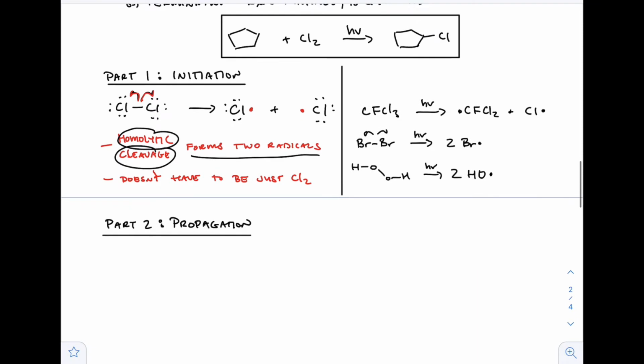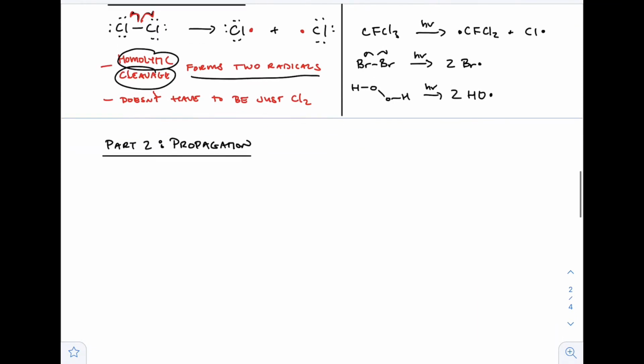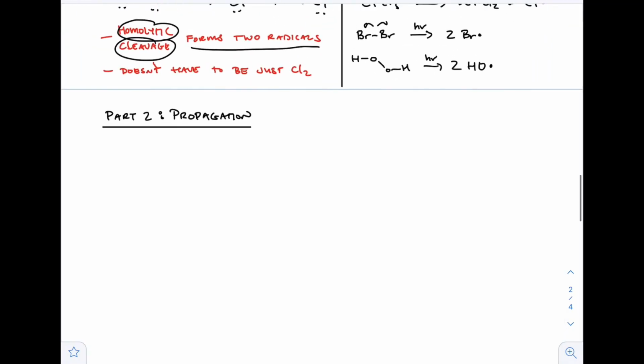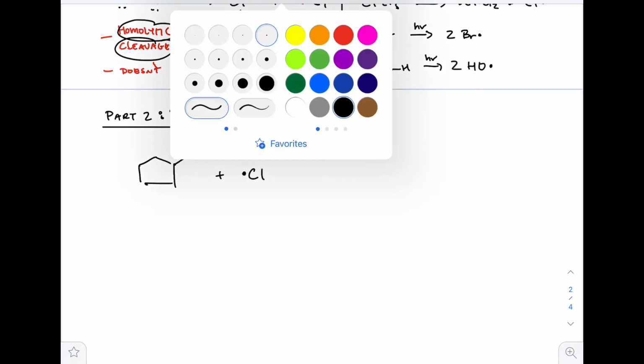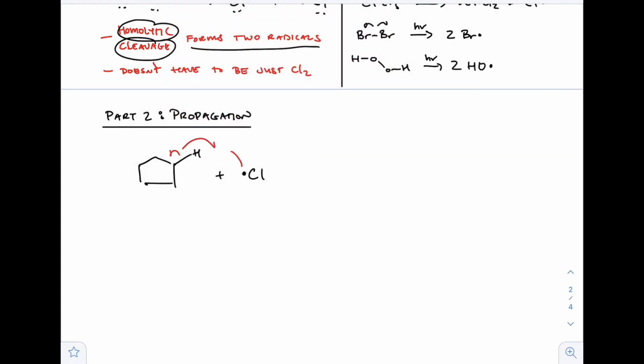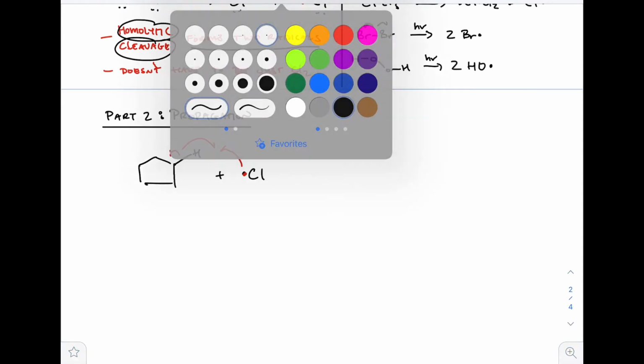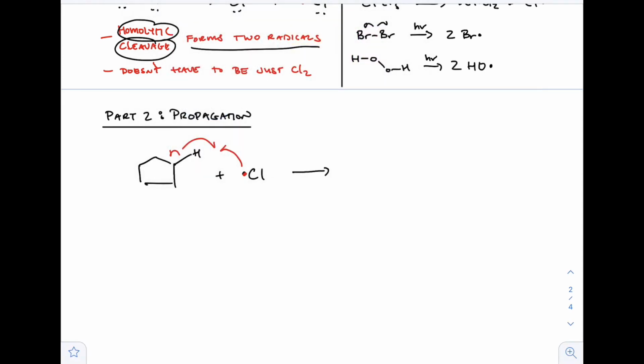So once we've formed that chlorine radical, we want to use it to make chlorocyclopentane in this case. Cyclopentane has a hydrogen that may be abstracted with that chlorine radical, and the mechanism looks like this with the fishhook arrows. What happens in the propagation step is it removes a hydrogen atom and forms HCl in this case because we're using a chlorine radical, and then it forms a new cyclopentane radical.